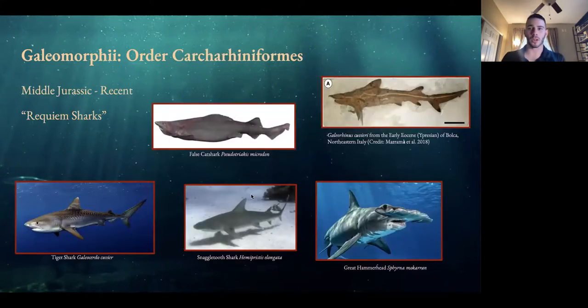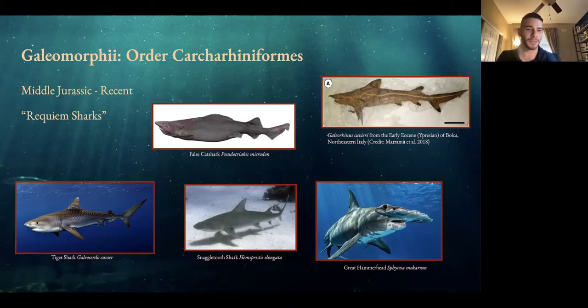So the next order that we have within the galeomorphs are the carcharhiniforms. These are present from the Middle Jurassic through recent, and their common name is the requiem sharks. And I would argue that these are the most successful order of sharks that are alive today. They are exceptional generalists, meaning they can fit in most niches that they want to.